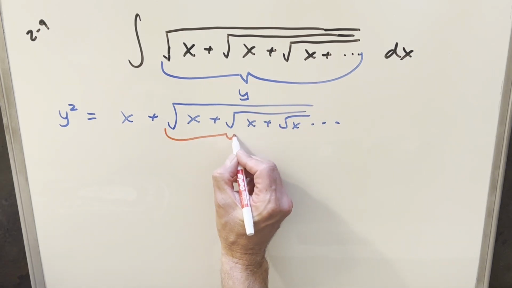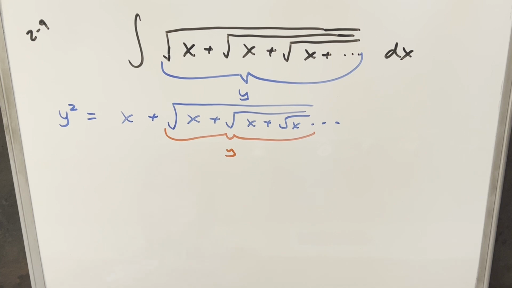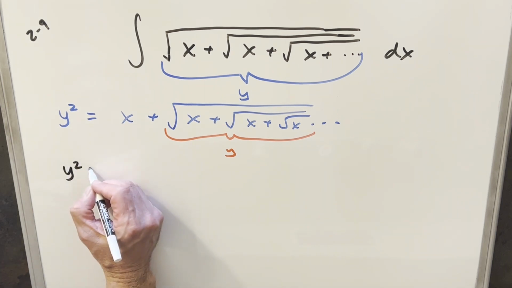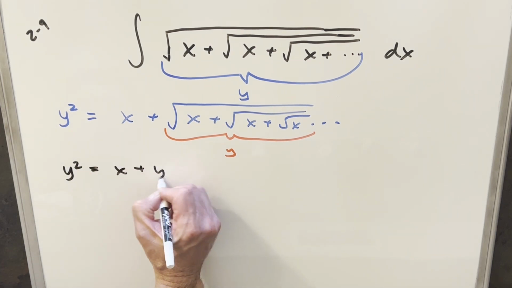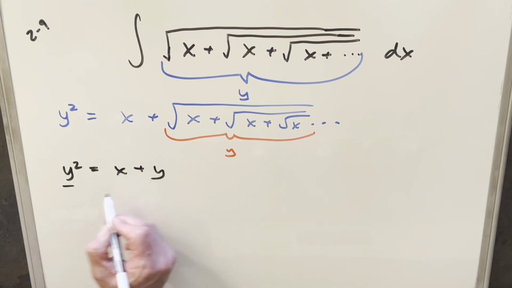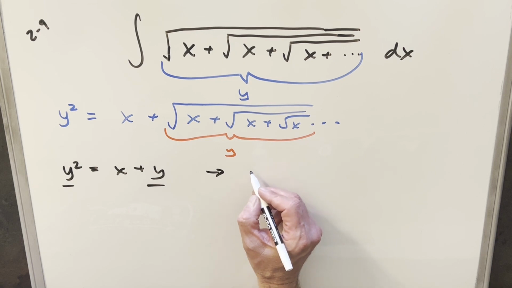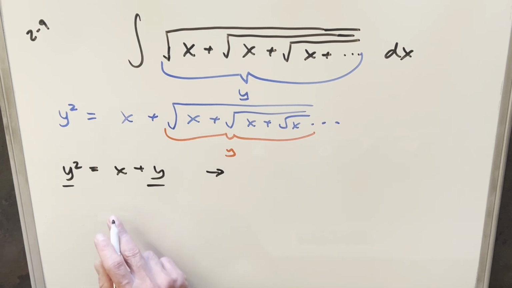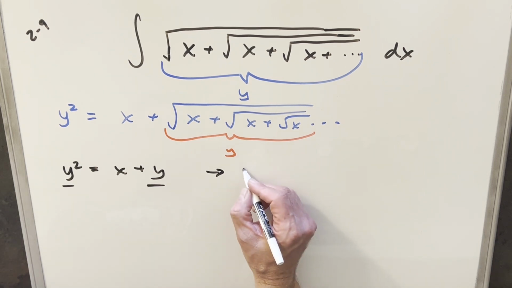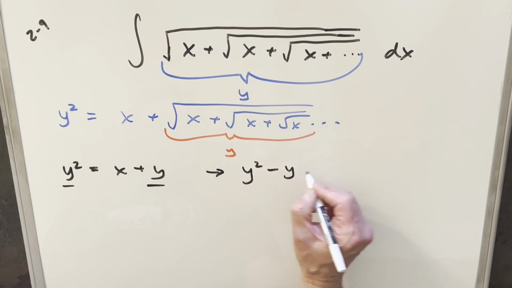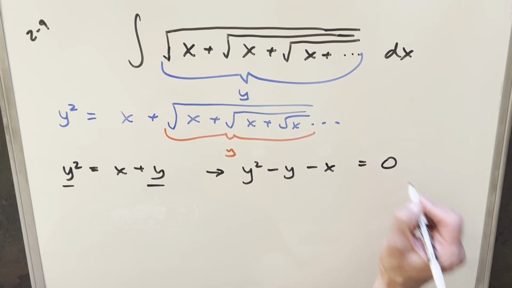It's actually the same thing as y. So we can just call this y. And so what I can do is rewrite this. We'll write it as y squared equal to x plus y. And now what we have is a quadratic in y if we just rearrange this. So coming over here, I'll subtract the x plus y on both sides. We're going to end up with y squared minus y minus x equal to 0.